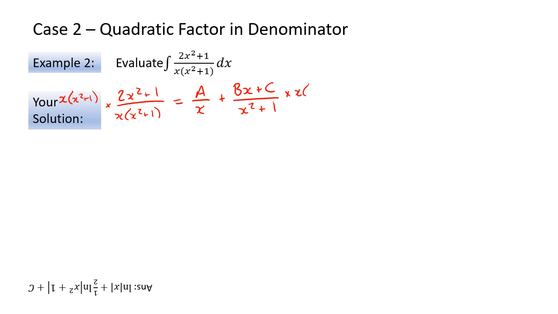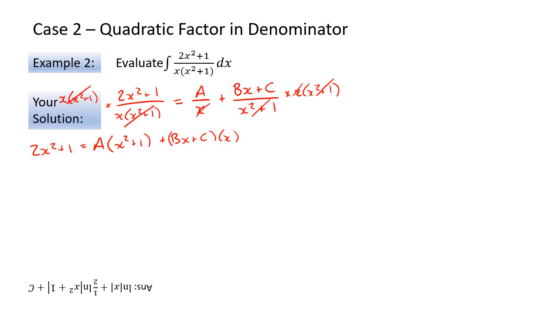And x times x squared plus 1. On the left-hand side, these will cancel, so it just becomes 2x squared plus 1. On the right-hand side, we have a times just the x's cancel, so we have x squared plus 1 remaining, and plus bx plus c. And in this case, the x squared plus 1 cancels, but not the x, so we have multiplied by x.